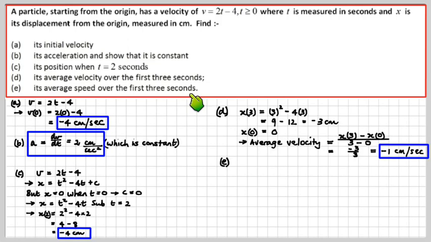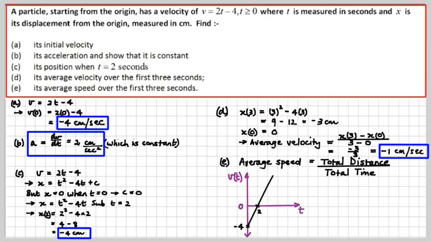Therefore, if you want to get the distance that it travelled, you have to know how far it travelled one way and how far it travelled the other way, and add them up, because distance is different from displacement if the thing changes direction in the middle of the time span that you're interested in. So average speed is the total distance, not the total displacement, over the total time.